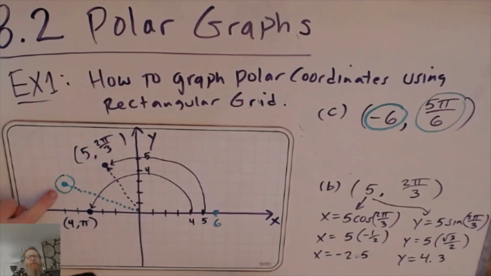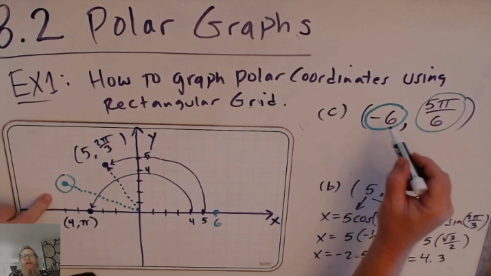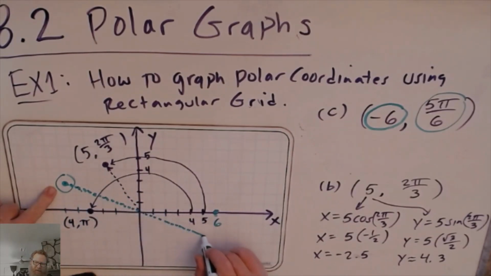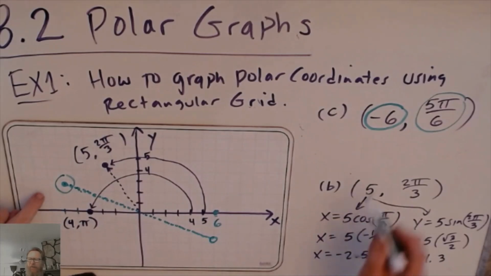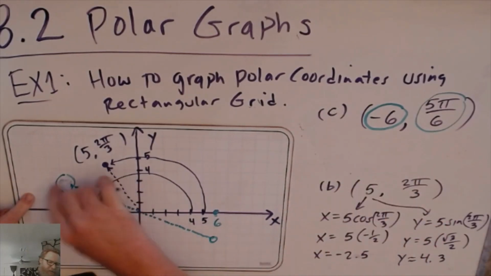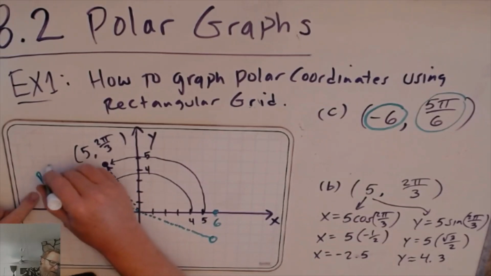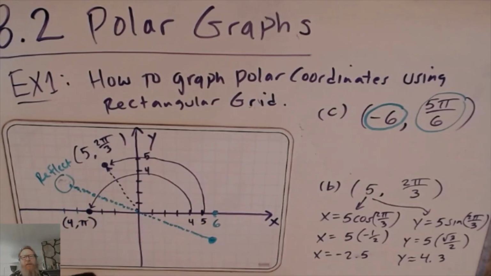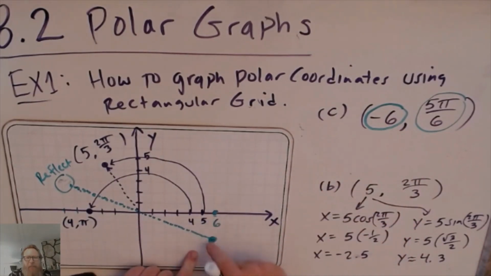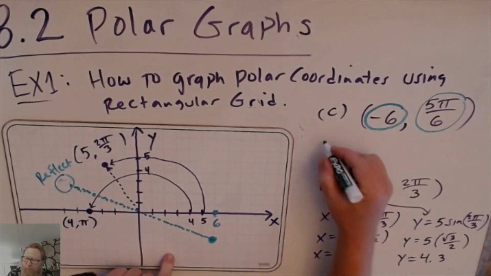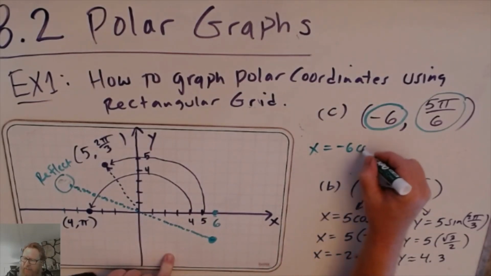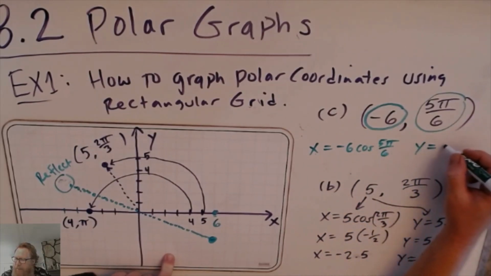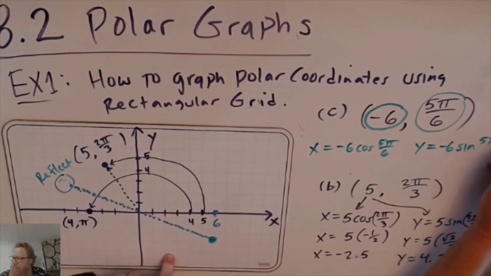So here's my estimate. But then since the radius is negative, you want to reflect over here. So you don't actually go here. You want to reflect about the origin. And so this will be your point. Now I want to be a little bit more precise. This is about where it will be, but I just want to be a little bit more precise. So we'll say negative 6 cosine 5 pi over 6, and that's for x. And then y is negative 6 sine 5 pi over 6.